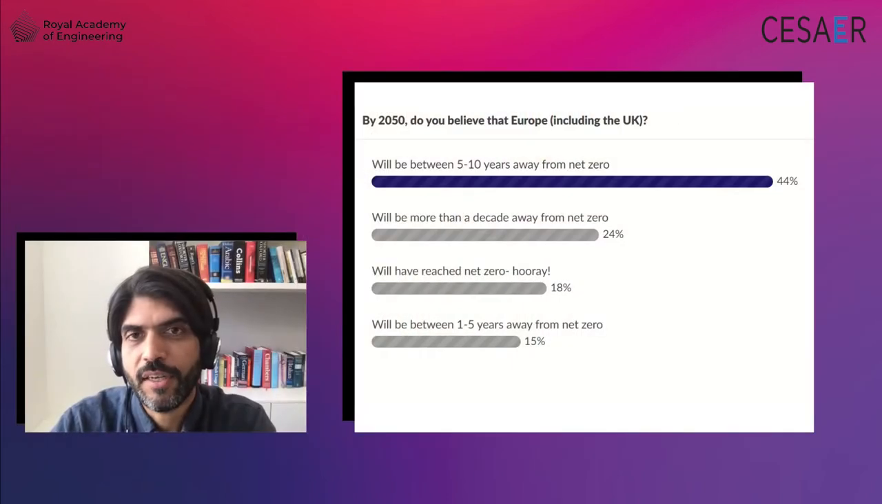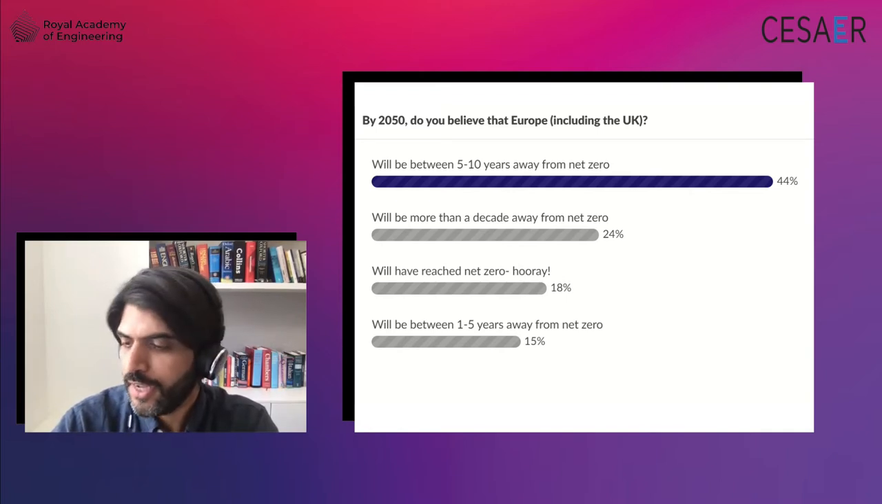We've been used to fossil fuels for a very long time. What do we need to do to make sure that 30 years from now, the new low carbon, zero carbon economy is sustainable and robust? So now that I've given you a few seconds to look at the poll, let's look at the results. The question was, by 2050, do you believe that Europe, including the UK, will or will not have reached net zero? Let me see the polls.